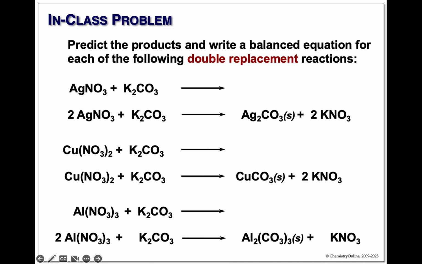We have 3 nitrates. We have 1 here. We have a 2 in front, total of 6 nitrates. This gives us 6 potassium. We only have 2, we need a 3 here. So we have 3 carbonates, 3 carbonates. 2 aluminums, 6 potassium, 6 nitrate. I think we're balanced.